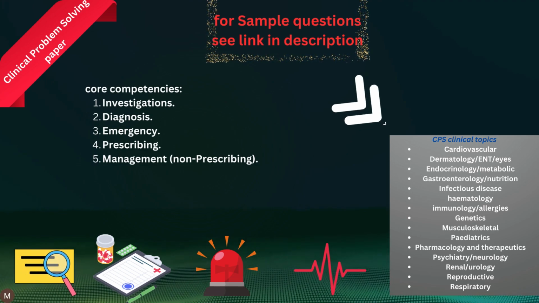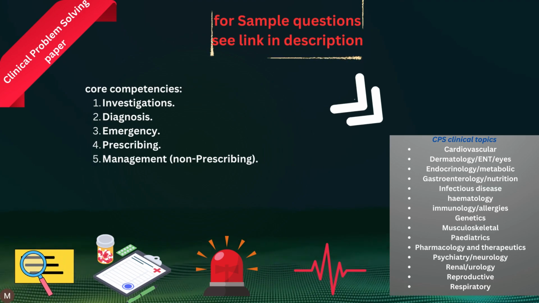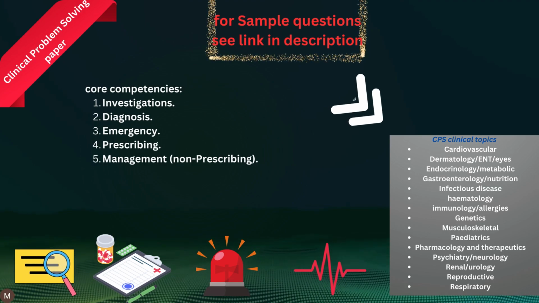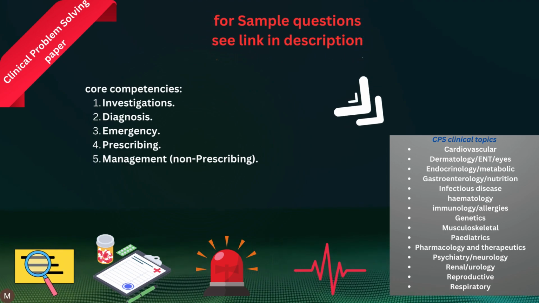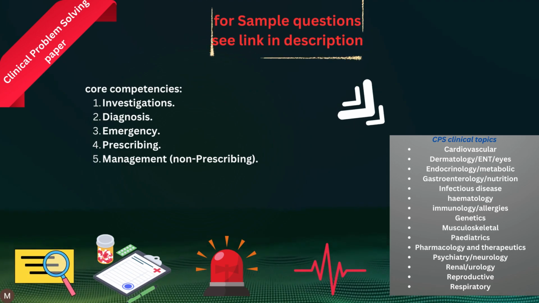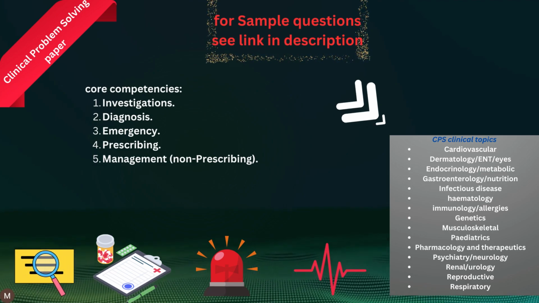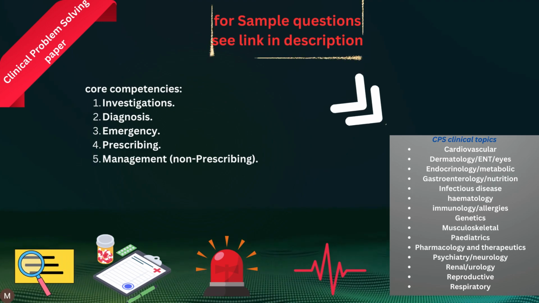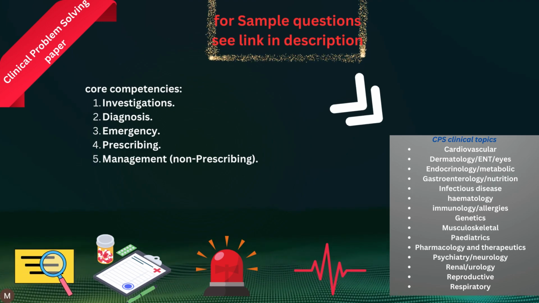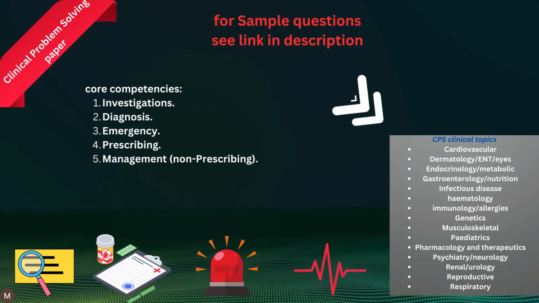Now, for the single best answers, candidates choose a single most appropriate answer out of 5 to 8 answer options for a clinical presentation. For example, the candidates may be asked to choose the single most appropriate diagnosis after a short clinical case has been given. 1 mark is awarded for each correct answer in the CPS paper.